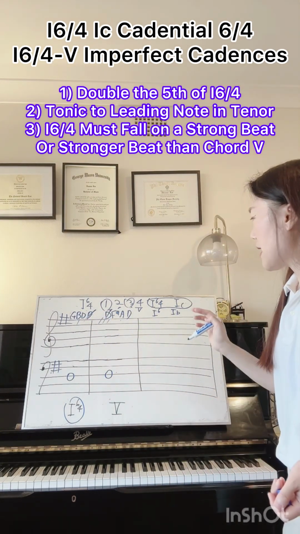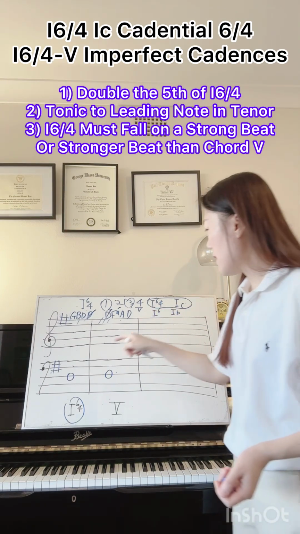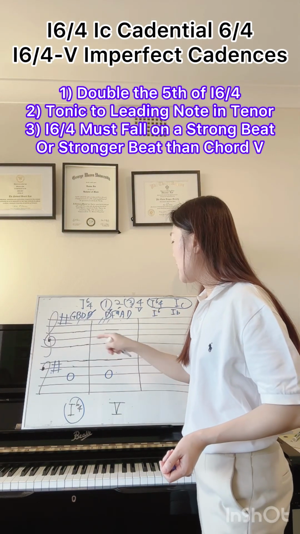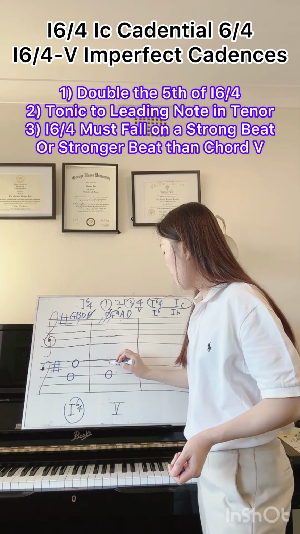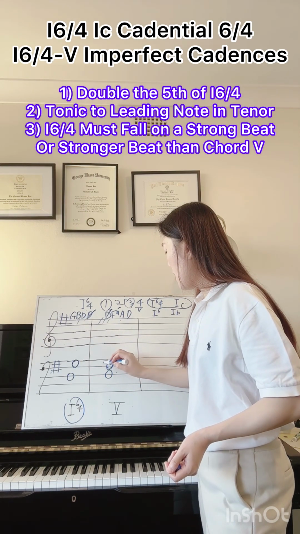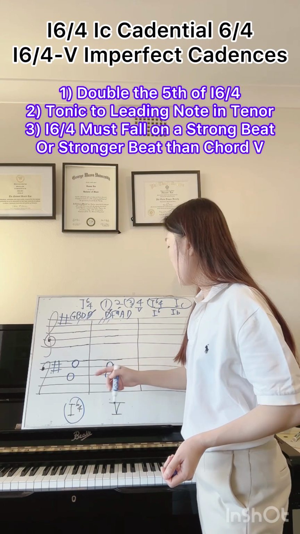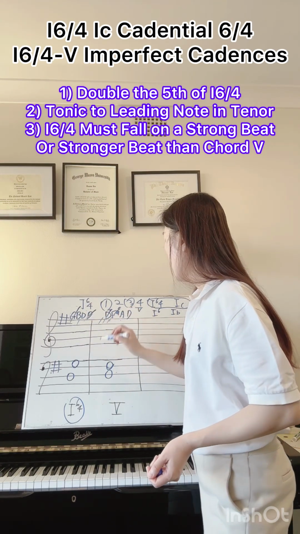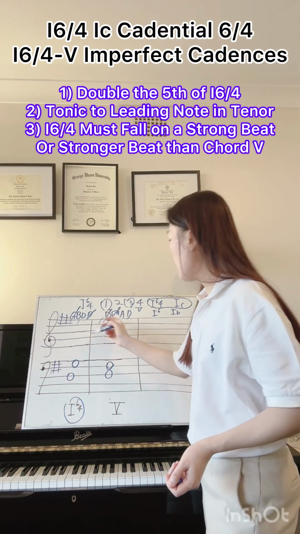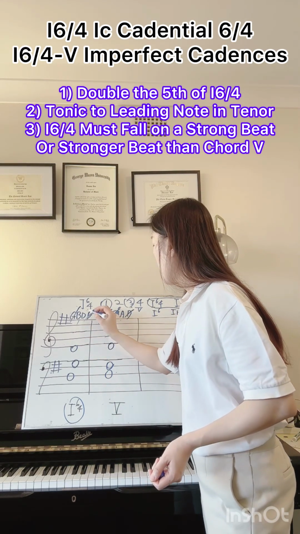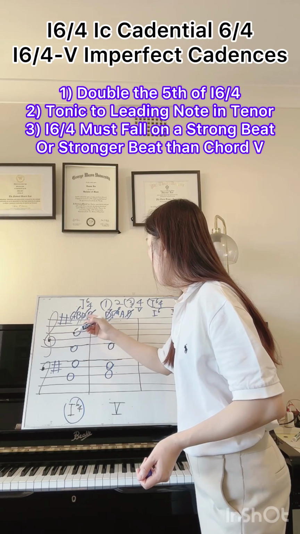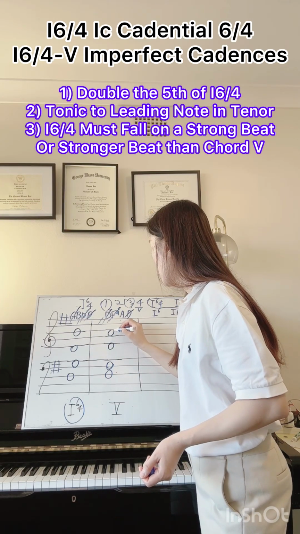And then we're gonna have the tonic followed by leading note in the tenor voice. So that's G, and then followed by the 7th leading note. And then this is done. And then we're going to have the common tones in the alto voice. And then B, A in the soprano voice.